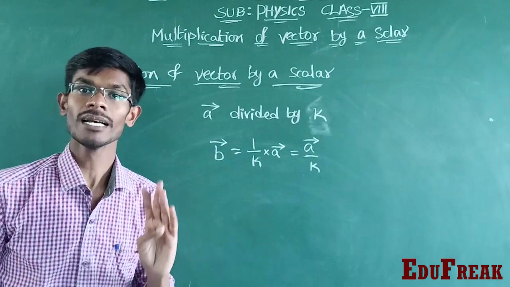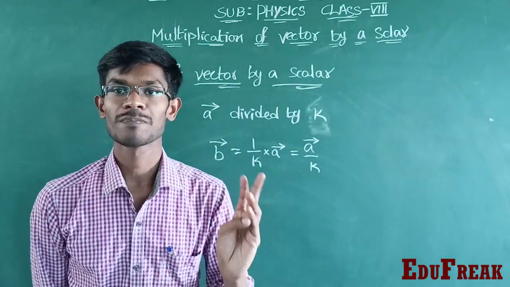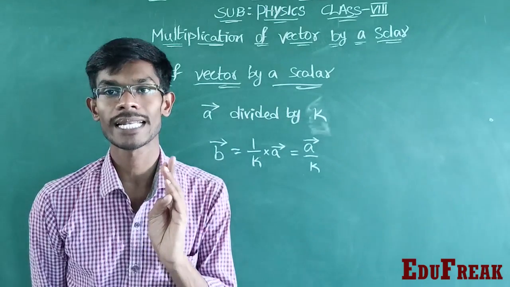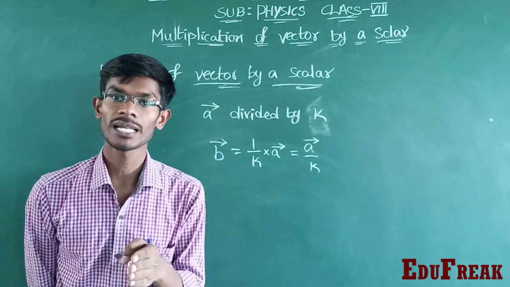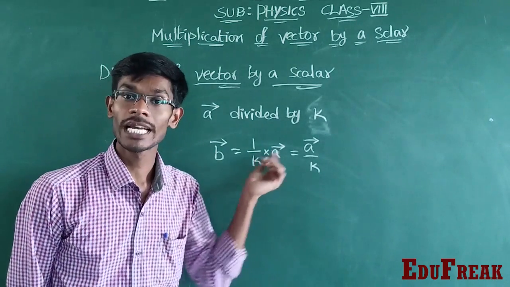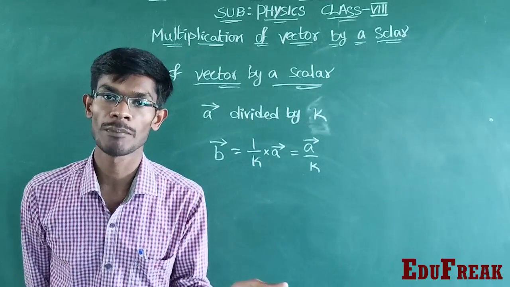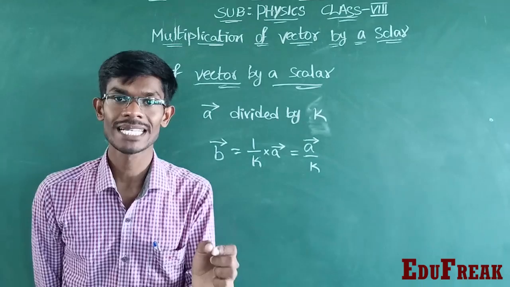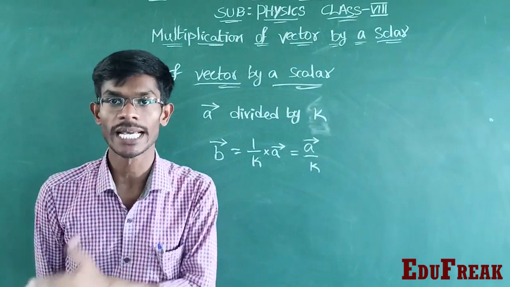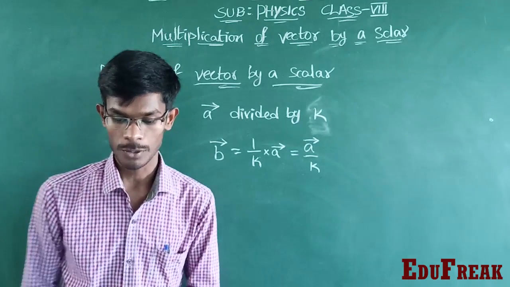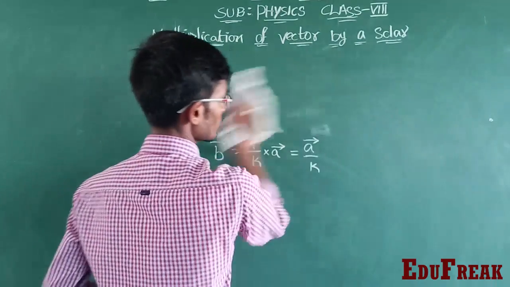Whether it is scalar division or scalar multiplication with respect to a vector, it gives the resultant as a vector only. Depending upon the positive and negative numbers, we can say whether the direction is changing or not changing. If it is a positive number, direction does not change. If it is a negative number, definitely the direction will change. Changes to what direction? Opposite direction. The direction will become opposite. Then we will see a simple example.